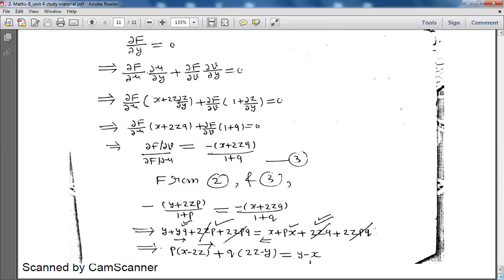Here, a partial differential equation can be obtained by two methods. One is elimination of arbitrary constants, another is elimination of arbitrary functions. It depends on the problems. For a problem containing arbitrary constants, we eliminate arbitrary constants. For a problem containing arbitrary functions, we eliminate arbitrary functions.